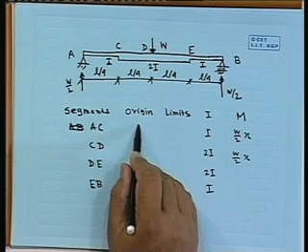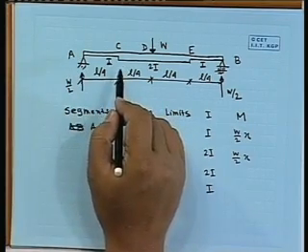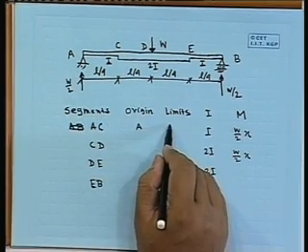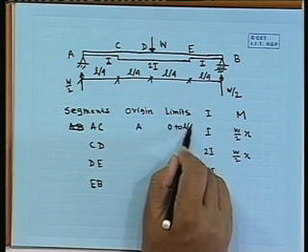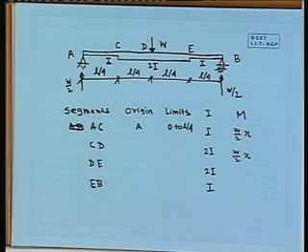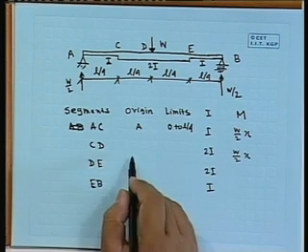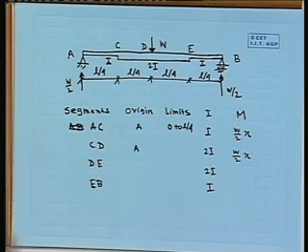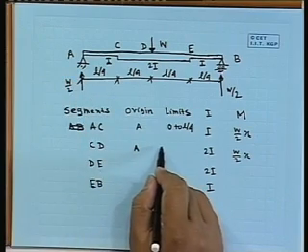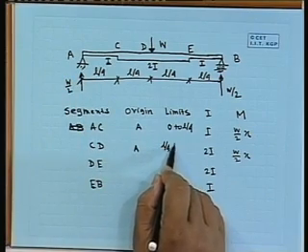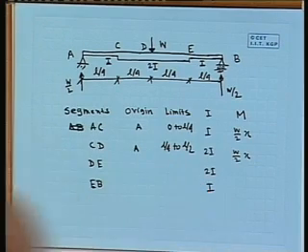Now, here we have to put the limits. Now, if we take AC, its origin is A, we are taking x from here, and limit will be 0 to L by 4. Now, if we take CD, origin again is A, because x is starting from A, but limit is L by 4 to L by 2.